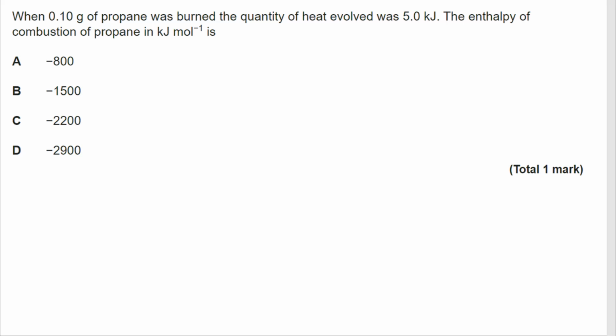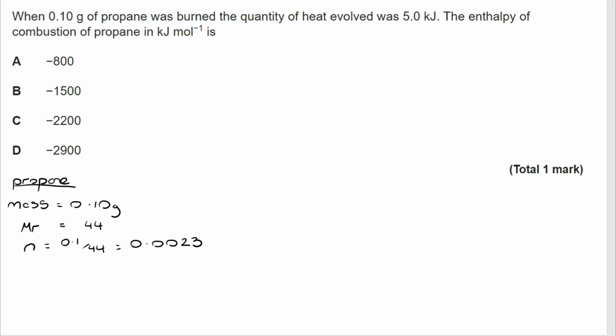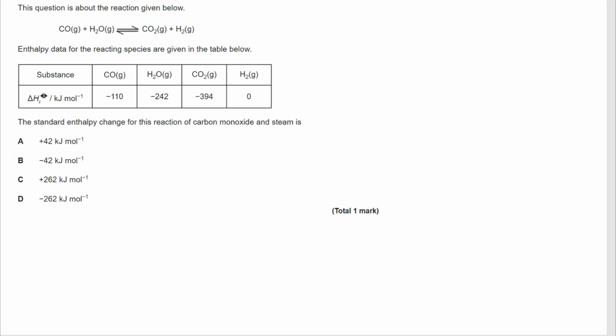So my first thought here is that I've got a mass of propane. I can find the MR of that propane, and if I've got the mass and the MR, I can work out the number of moles, and I get to 0.0023. So that's how many moles. I know how many kilojoules there are, so my delta H in kilojoules per mole is 5 divided by 0.0023, which takes me to negative 2,200. Correct answer is C.